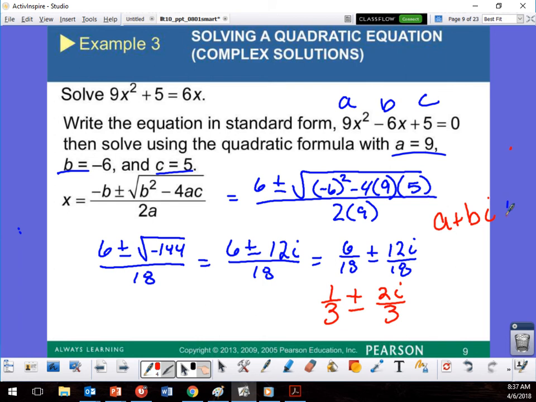Make sense? Anyone have a question? Can you just write it like 1 plus or minus 2i over 3? No, because it has to be in this form. They have to be separate. So your a is 1/3, your b is 2/3, because you have your real part and your imaginary part. When we graph this later on, you're going to be graphing a real direction and an imaginary direction.